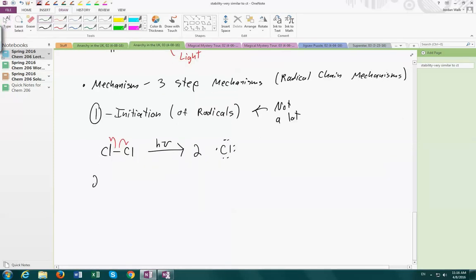All right, so step number 2 is going to be propagation. Propagation is either with an O or an A. I feel like an A. Yeah. Okay. All right. So propagation. And so propagation is the important step. Propagation is where the action is.